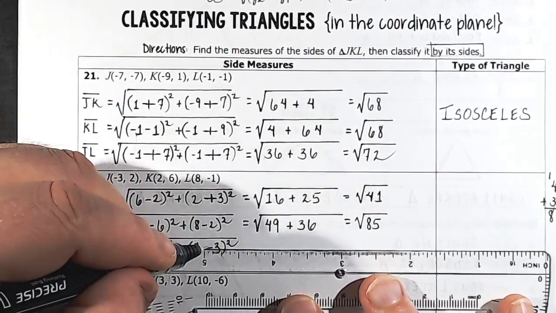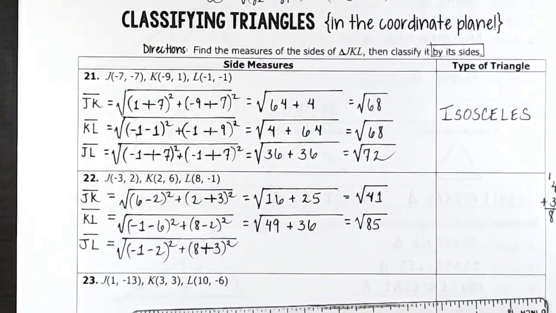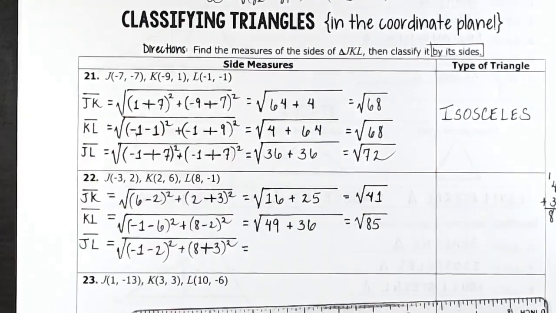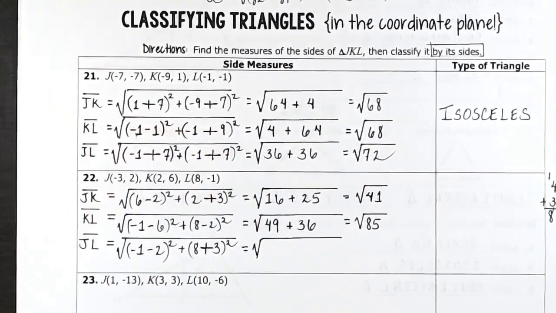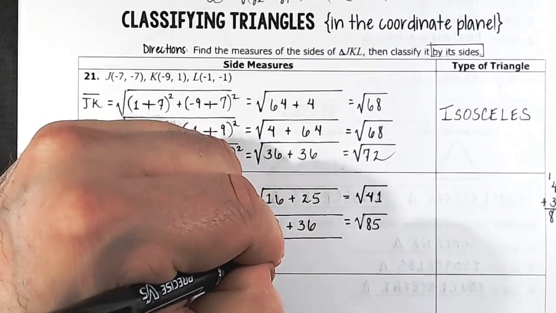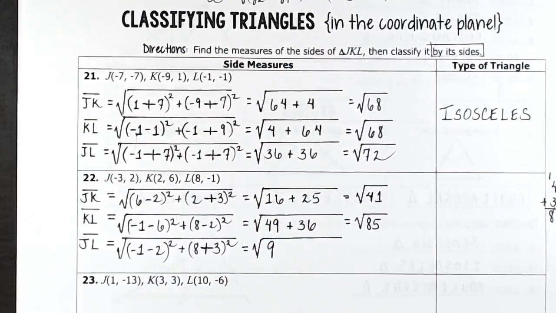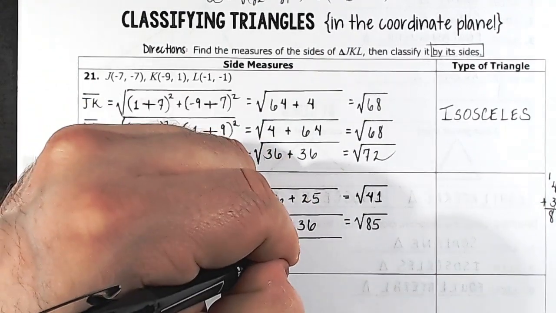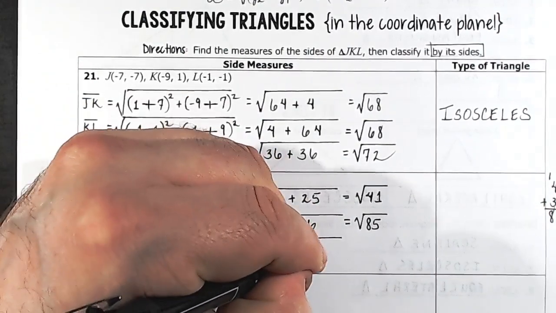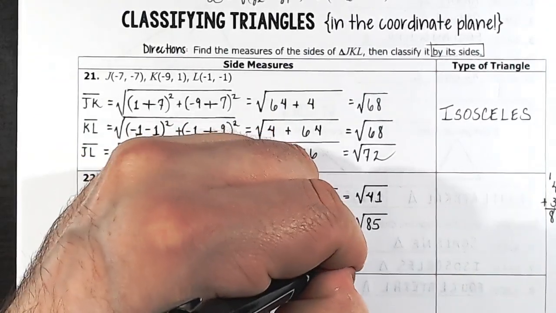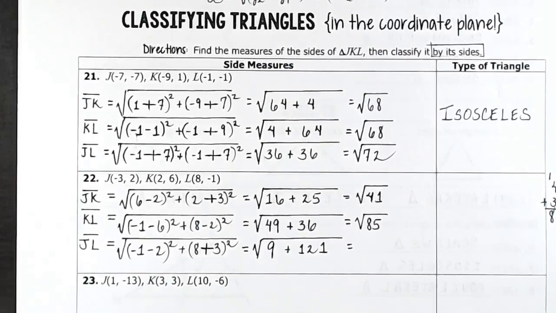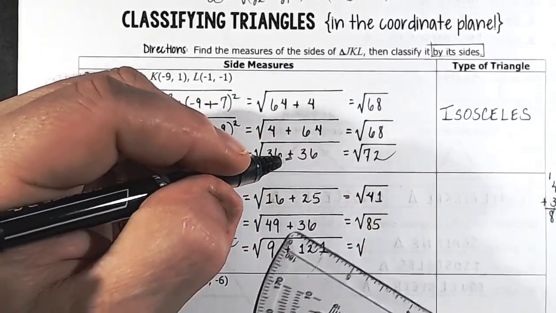Here I have a double negative to take care of. Put that together, make it a positive, equals, okay, square root. -1 minus 2 is -3, and -3 squared is +9. 8 plus 3 is 11, and 11 squared is 121. Okay, 121 plus 9 is 130, so this simplifies to the square root of 130.